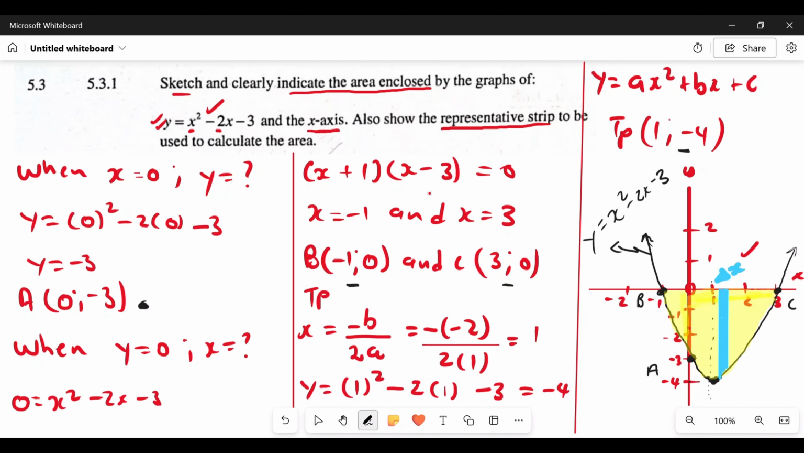All right, as for the representative strip, you just put it anywhere inside the shaded area, guys. Just in case you didn't know, you can put it anywhere as long as it's inside the shaded area. All right, guys, we are done with 5.3.1.